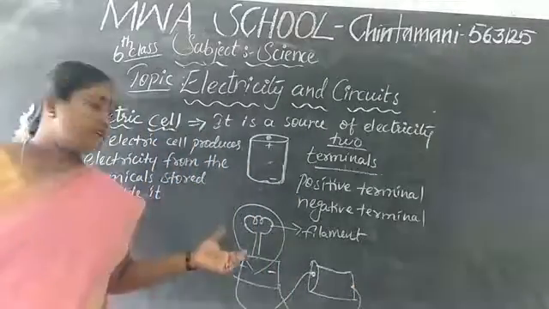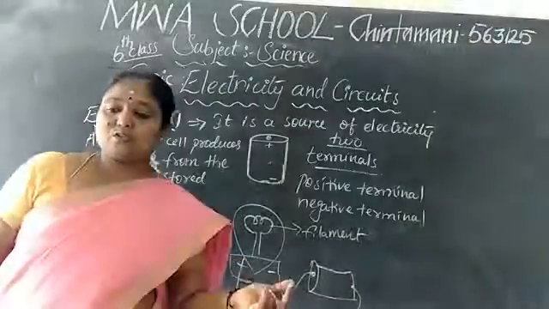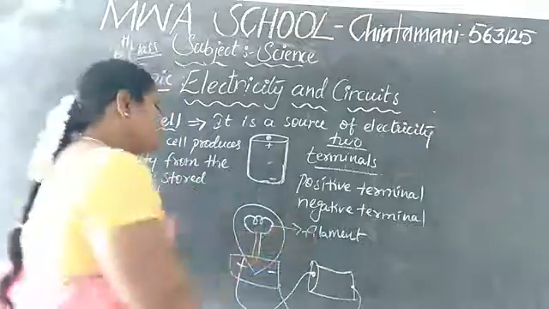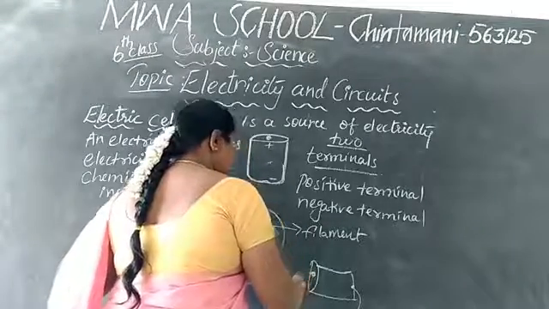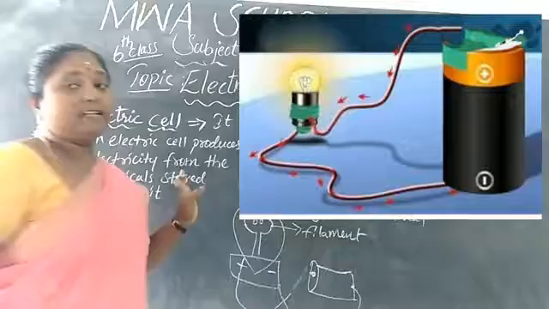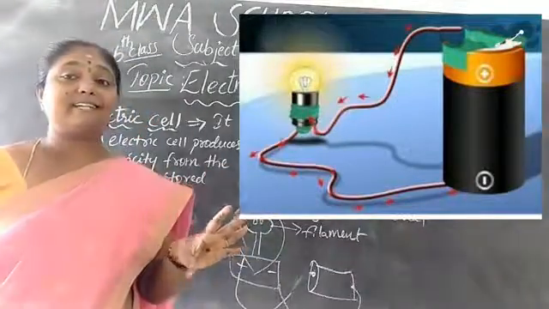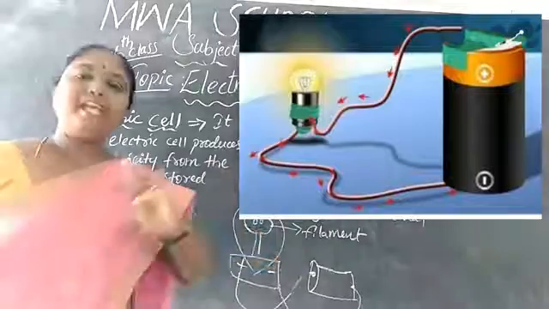So what will happen? The bulb will glow. Is it? Yes. If the wire is disconnected on any one side, or both sides, it means the bulb will not glow.